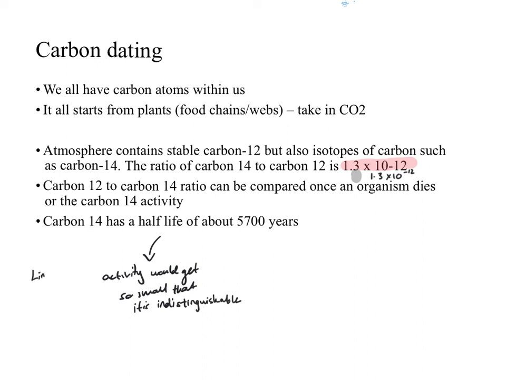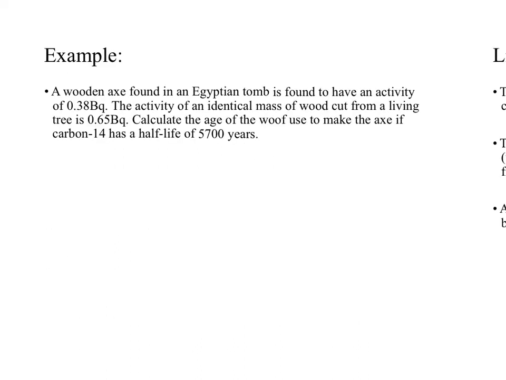So that's the limitations. Another reason is, like we said, we are assuming the carbon 14 to carbon 12 ratio is constant. However, there could be changes in the rate at which carbon 14 is produced, so that could change with time. So we'll go through an example for this.